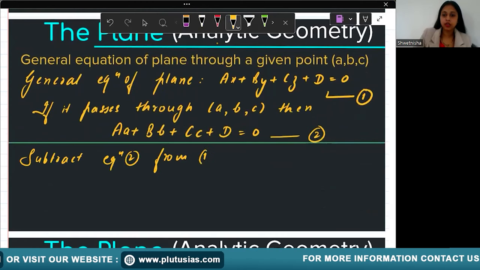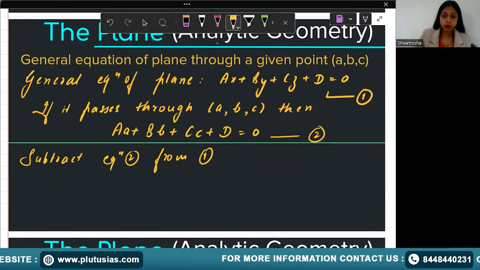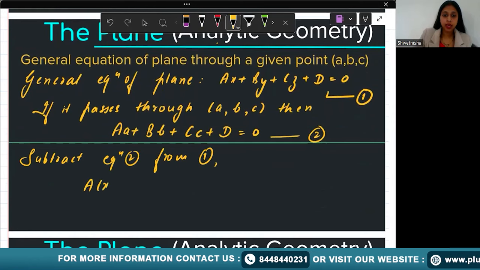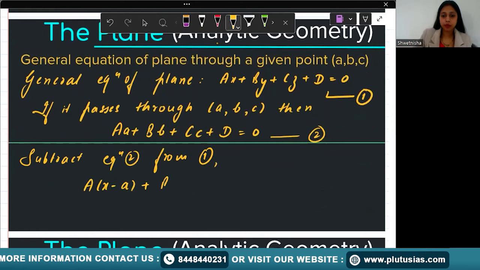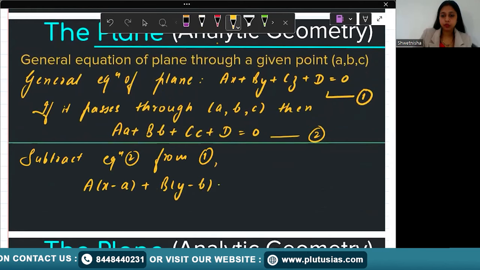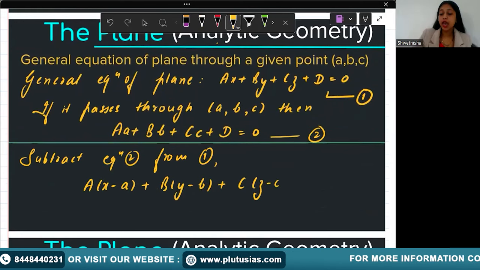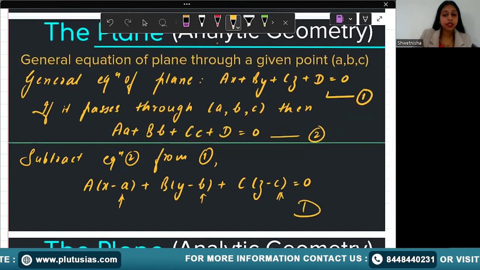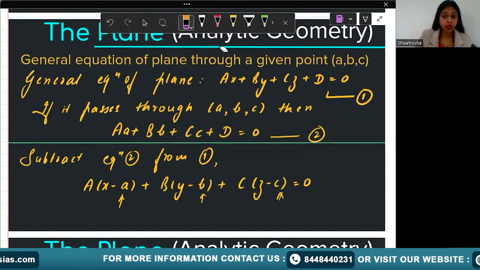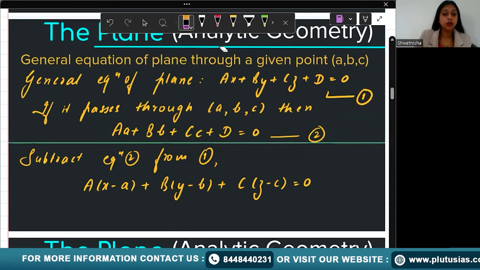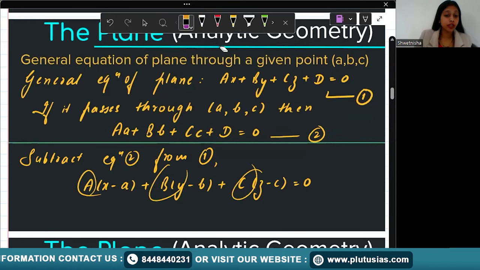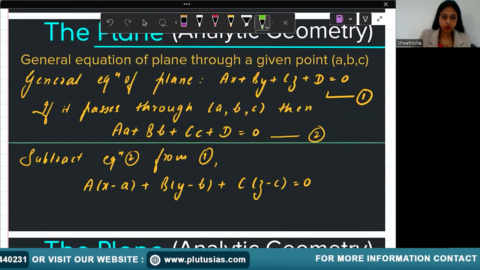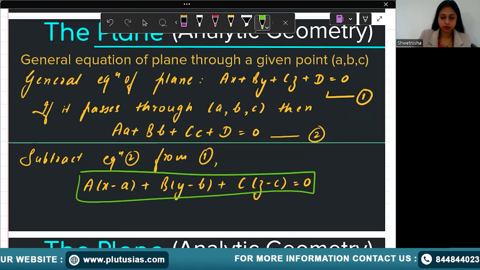See what you get. Obviously, D and D will be cancelled and we'll get capital A(x minus a) plus capital B(y minus b) plus capital C(z minus c). As you can see, I have used the given point a, b, c and capital D is eliminated. So we have an equation in which we just have to find capital A, capital B and capital C. We are left with three constants instead of four. Okay, so this is our equation.